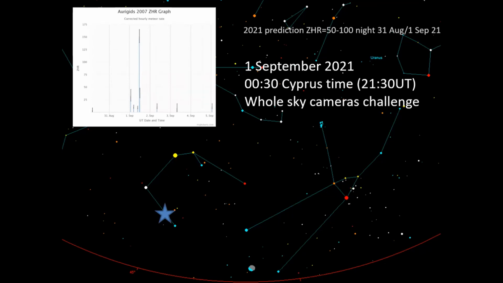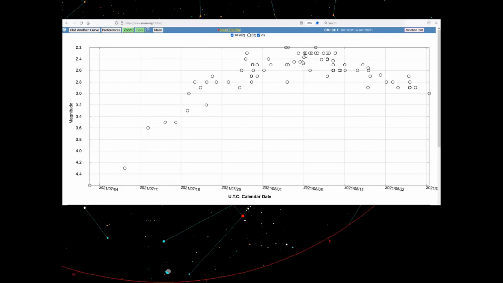Another point these days is Mira, the Omicron Ceti star. It is at maximum already, and it was observed. This is its observation, the dates and the magnitude. It was very bright, up to 2.2 magnitude, at the beginning of the month. Now it is the end of the month, and it's closer to magnitude 3, but it's still really bright.